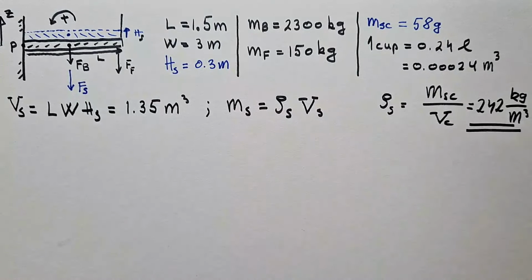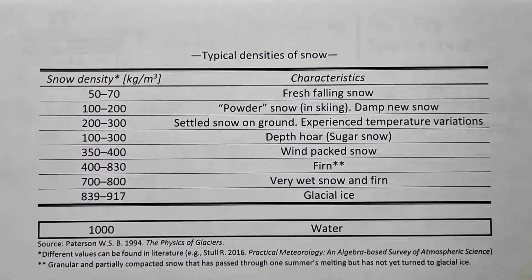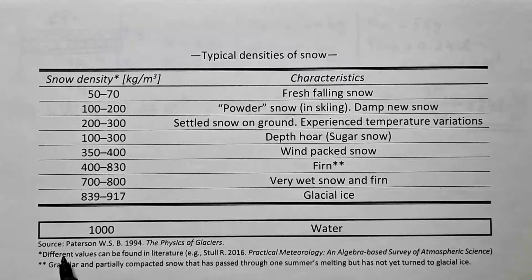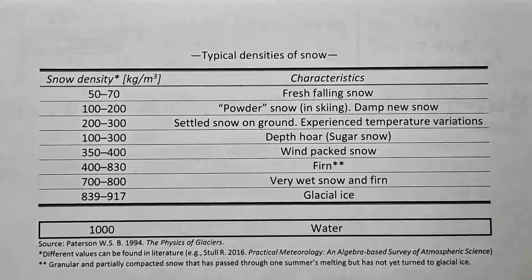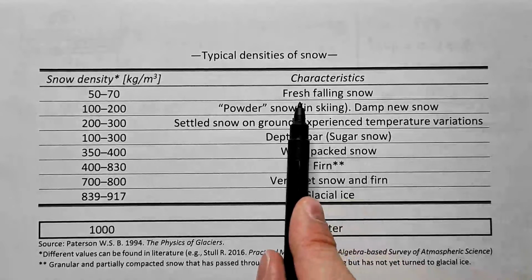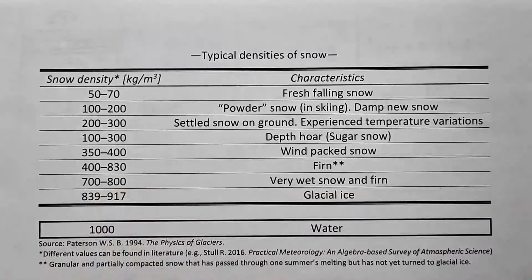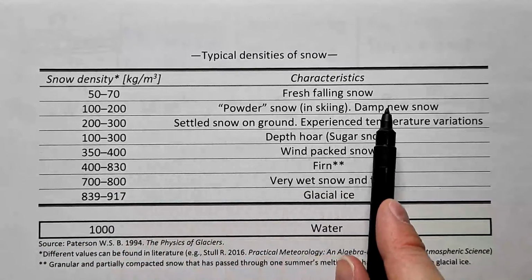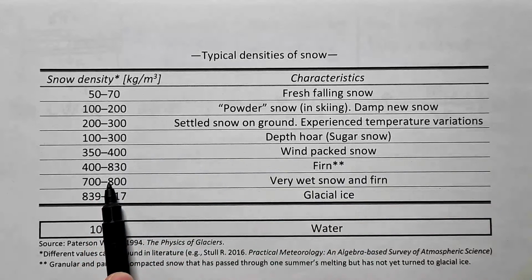This is a very important number because it allows us to compare these results with the literature. Here I printed from Patterson's book, The Physics of Glaciers, typical snow densities, the left column, and on the right column you see characteristics of types of the snow. We see that the fresh snow has typical density between 50 and 70 kilograms per cubic meter, and then as the snow gets older, the density increases.